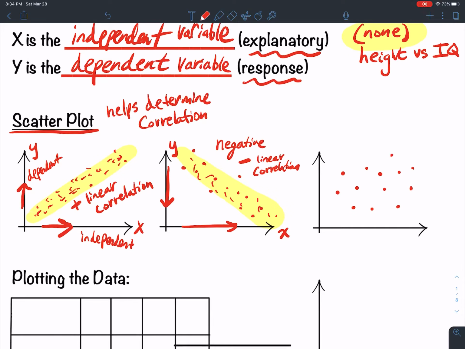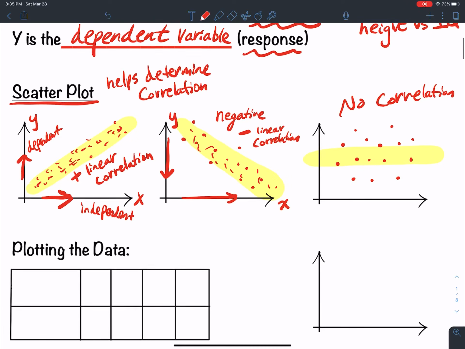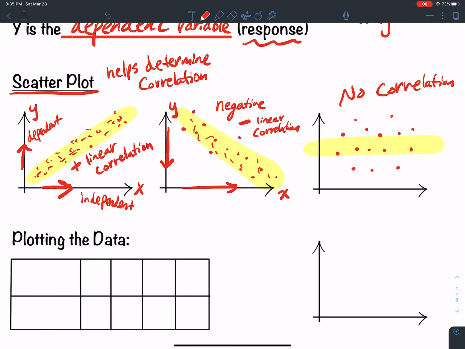All right, we talked about this, but if I have a scenario where it looks something like this, it just looks like random dots. Okay, this looks like, I don't know, no correlation at all, right? No correlation. It doesn't look like there's any pattern, just looks like a random shotgun blast, okay?